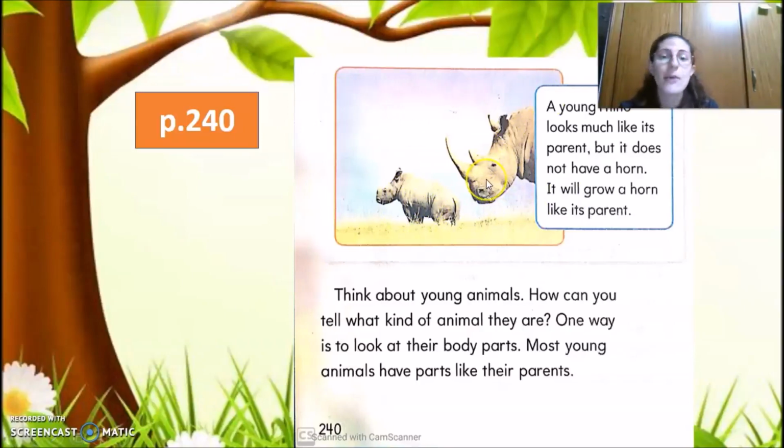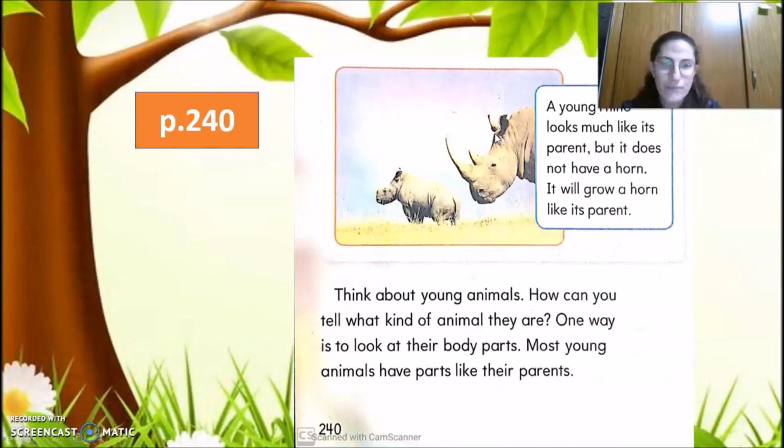Excellent, and we could spot one difference: the adult rhino, or parent rhino, has a horn, but the young one does not have a horn yet. As it grows day after day, it will grow the horn to look like its parent. What we just did is we compared, okay? We observed carefully to check how the adult rhino is similar to the young rhino and how they are different.